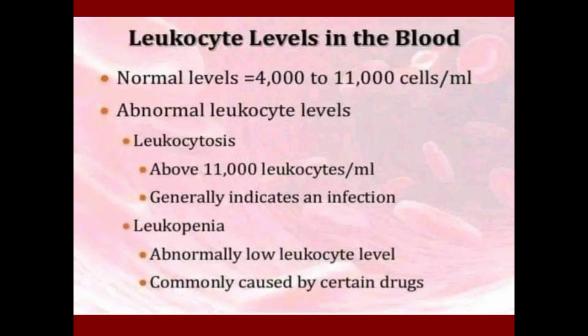The next is leukocyte levels in the blood. Normal levels are 4,000 to 11,000 cells per cubic millimeter, and 1 cubic millimeter of blood contains 7,000 to 8,000 leukocytes. Leukocyte level may be abnormal in two conditions: the first is leukocytosis and the second is leukopenia. If leukocytes are above 11,000 in blood, it indicates an infection, and this condition is called leukocytosis. In leukopenia, abnormally low leukocyte levels occur, commonly caused by certain drugs.